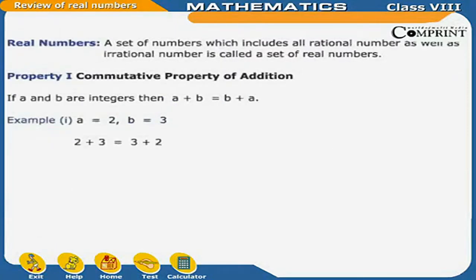Real numbers. A set of numbers which includes all rational numbers as well as irrational numbers is called the set of real numbers. Property 1. Commutative property of addition. If a and b are integers, then a plus b is equal to b plus a. Example 1: a is equal to 2, b is equal to 3. Then 2 plus 3 is equal to 3 plus 2.